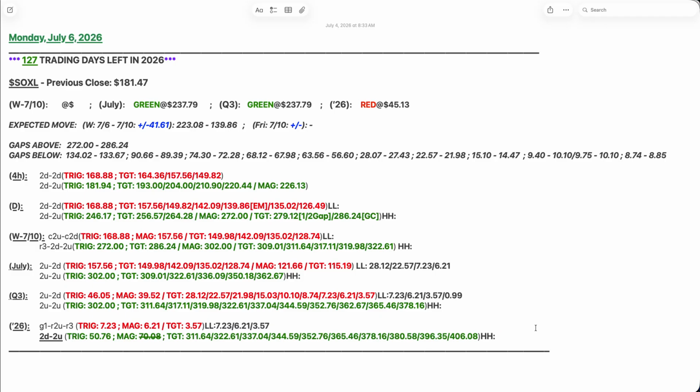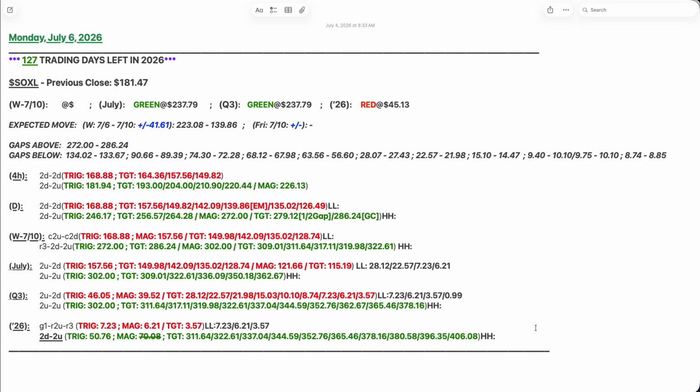To the upside, we've got a possible 3, 2 down, 2 up reversal that would trigger at 272 flat. Magnitude would be 302. We do have that intermediate target in there just in case we don't reach magnitude. We do have that possibility that we're going to set a lower high on the week. Just keep that in mind.